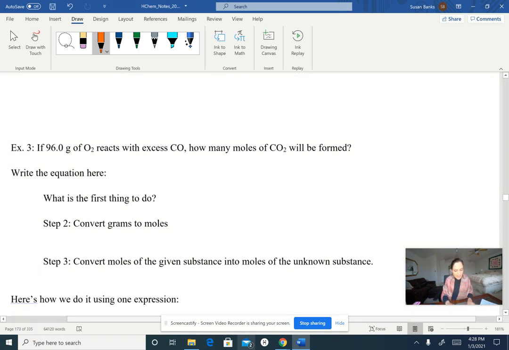Example 3, if I have 96 grams of oxygen, notice oxygen is diatomic. Remember our diatomic elements, Brinkelhoff.